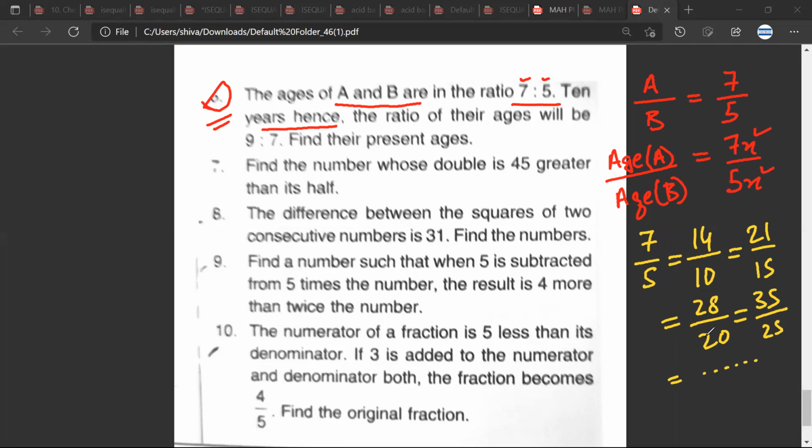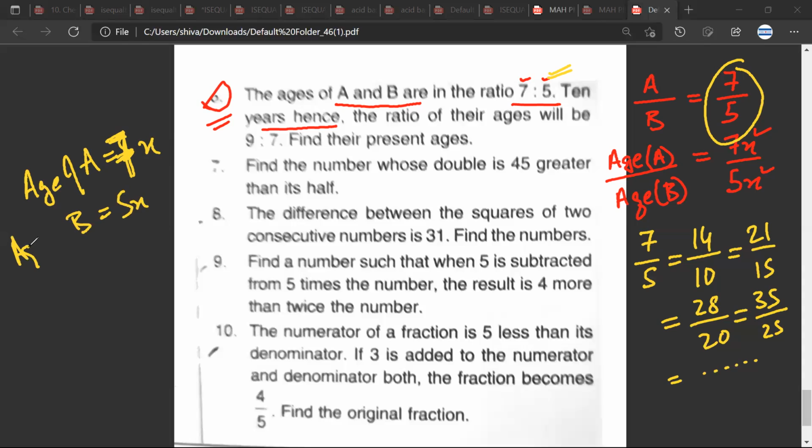Yes, sir. So basically, once we are given the ratio, the base ratio, we can assume that their actual age of A would be 7x and actual age of B would be 5x. Now basically what we need to understand is what is the value of x. Have you understood? Yes, sir.